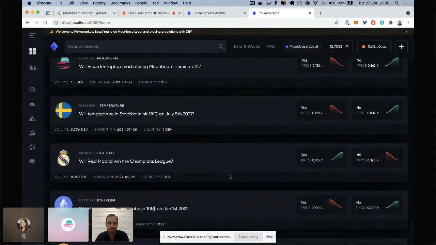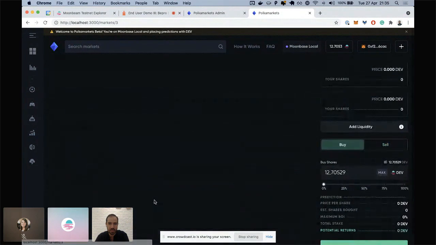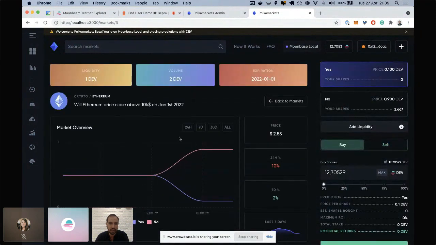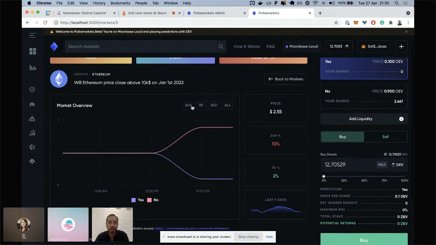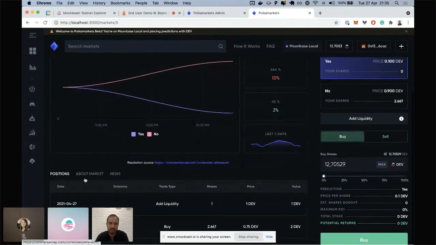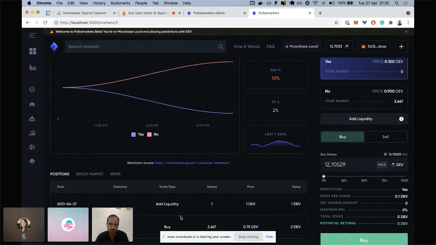Let's go through the market detail page. Let's start, for instance, on this one. We can see the details of the markets through different time frames. We can place buy and sell predictions. We'll get there in a minute. We can also see all the actions that we already did in this market, and what's the resolution source for the Oracle part.